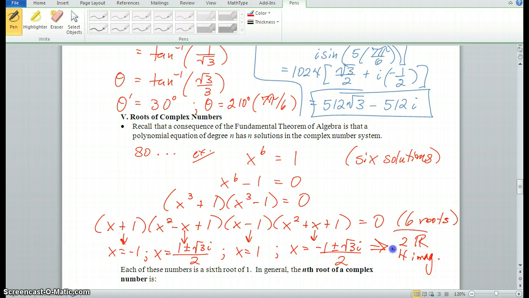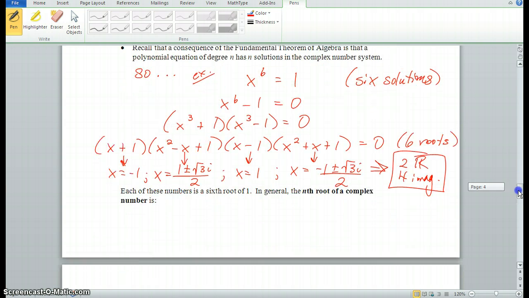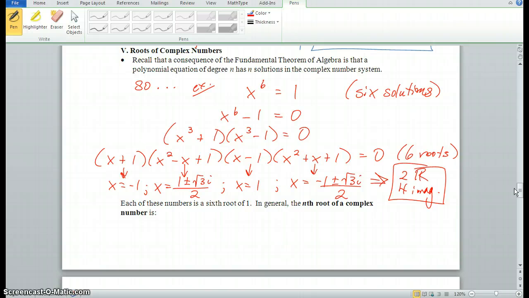Well, gee, guys, what do we got here? We've got 2 and 4. We've got 6 total roots, 2 of which are real. In other words, we would actually see this 6-degree function cross the x-axis at -1 and 1. And then we have 4 imaginaries. 2 here, 2 here. Well, why are we bringing this back? Well, each of these numbers is a 6th root of 1.